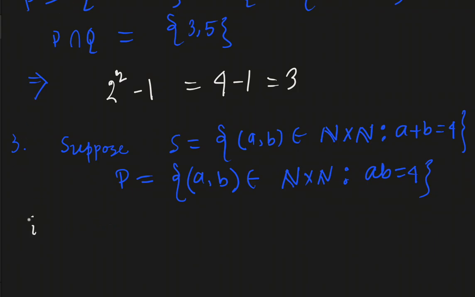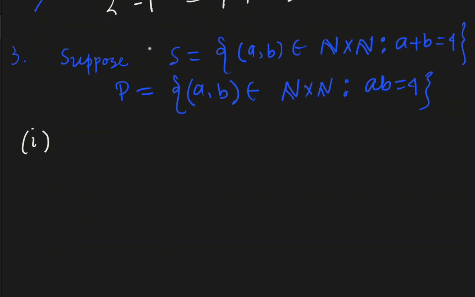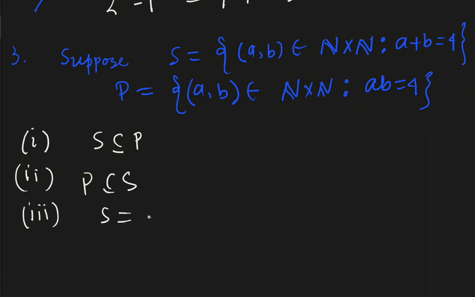The statements are the following. First, A is a subset of B, or B is a subset of or equivalent to A. Third, A is equal to B. Fourth, A intersection B equals (2, 2).